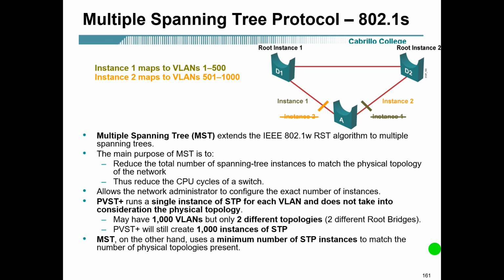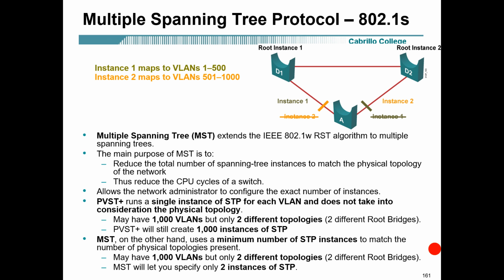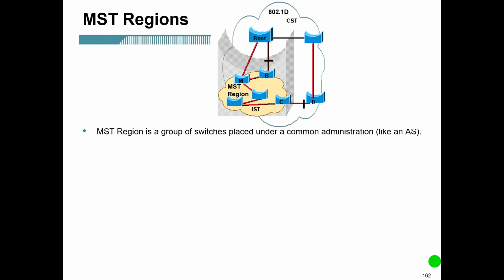MST, on the other hand, will use the minimum number of STP instances to match the number of physical topologies present. So we may have 1,000 VLANs, but only 2 different topologies, thus MSTP will only let you have 2 instances of STP. So, MST regions. An MST region is a group of switches placed under a common administration, like an AS. The main enhancement introduced by MST is the ability to map several VLANs to a single spanning tree instance.